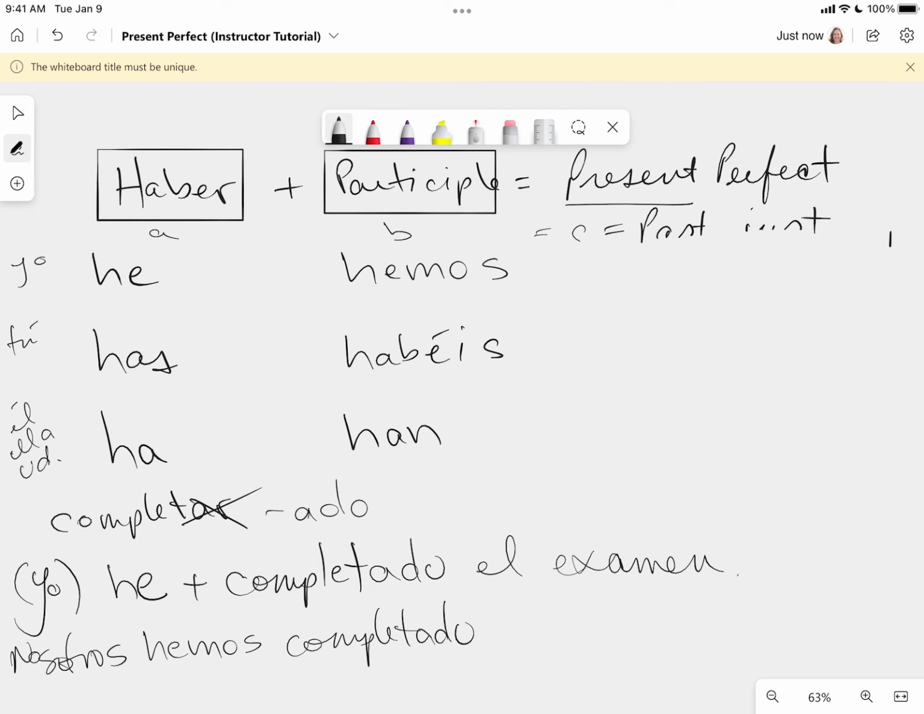completado. We're not going to say completados because we don't change it for number of people and we don't change it for gender, even if it were two girls doing it or two women or whatever. El examen. Since these are verbs, this is a verb clause, it's not going to change for gender and it doesn't change for number.